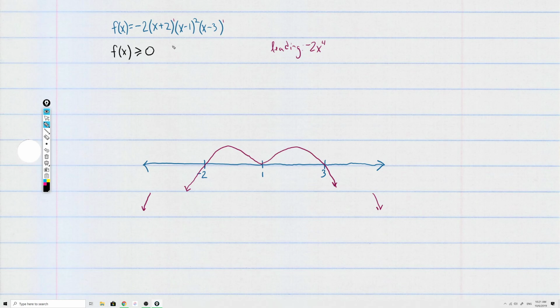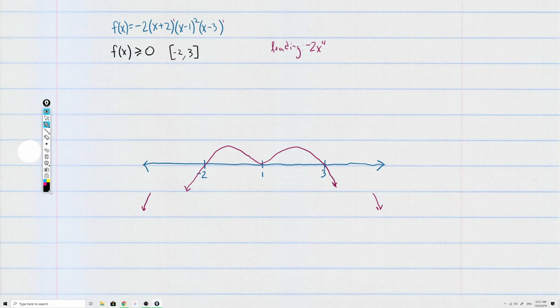So to write the answer to this question, it's as simple as: the function is greater than or equal to 0 on the interval from negative 2 to 3. And this is a closed interval because I do want to include the negative 2 and the 3 in the solution set, because the function is equal to 0 at those points.